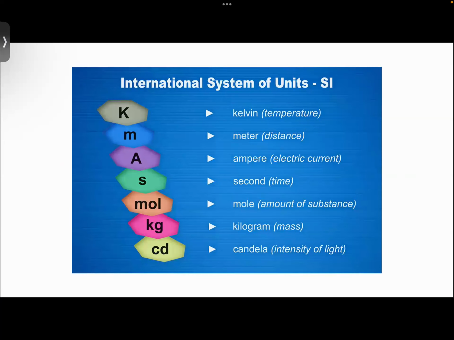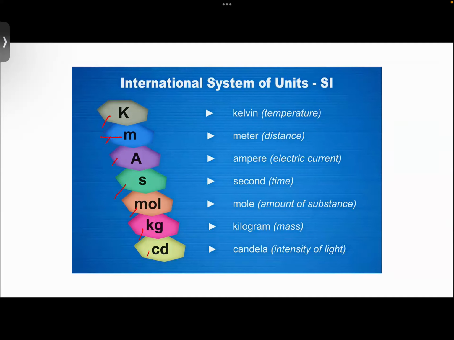You can see these are the SI units which we have: Kelvin, meter, ampere, second, mole, kilogram, and candela. How many of them are there? 1, 2, 3, 4, 5, 6, 7. These are the 7 SI units, and they will have some subunits also.